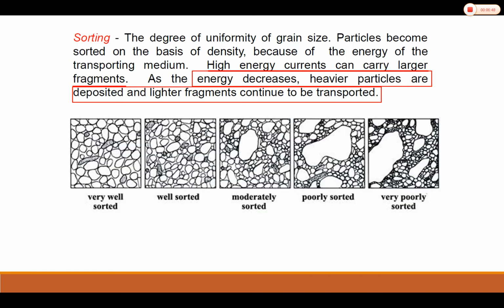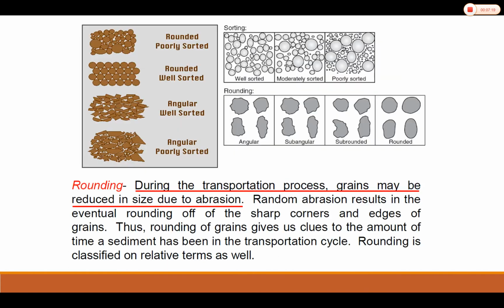Then during the transportations, especially kalau dekat air, that high energy current arrows can carry larger fragment. So once the energy decreases, the heavier particles will deposited and lighter fragments continue to be transported. Deposited means that the larger particles, the heavier particles, they akan settle down first. Okay. Then the lighter fragments or the lighter sediment akan continue to be transported to another places.